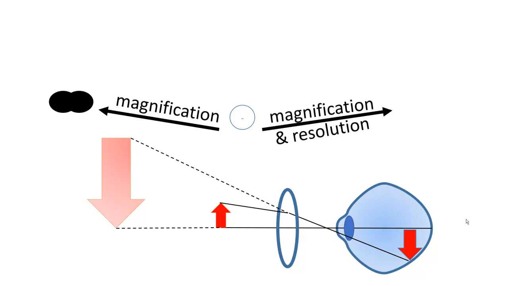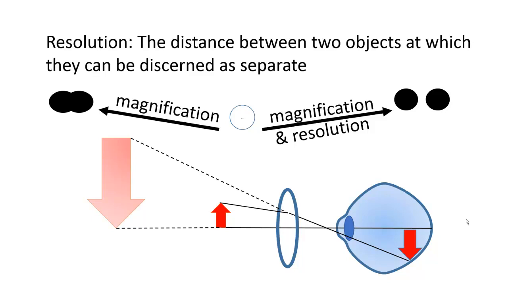No, what we need is magnification plus resolution. So we not only make the circles bigger, but we also keep them from overlapping. They're not as fuzzy. We can distinguish that they're two separate objects. So magnification plus resolution not only makes the images larger, but it preserves the detail. It allows us to distinguish separate objects as separate. As a matter of fact, the definition of resolution, which is the limit of a lens system, is the distance between two objects at which they can be discerned as separate.